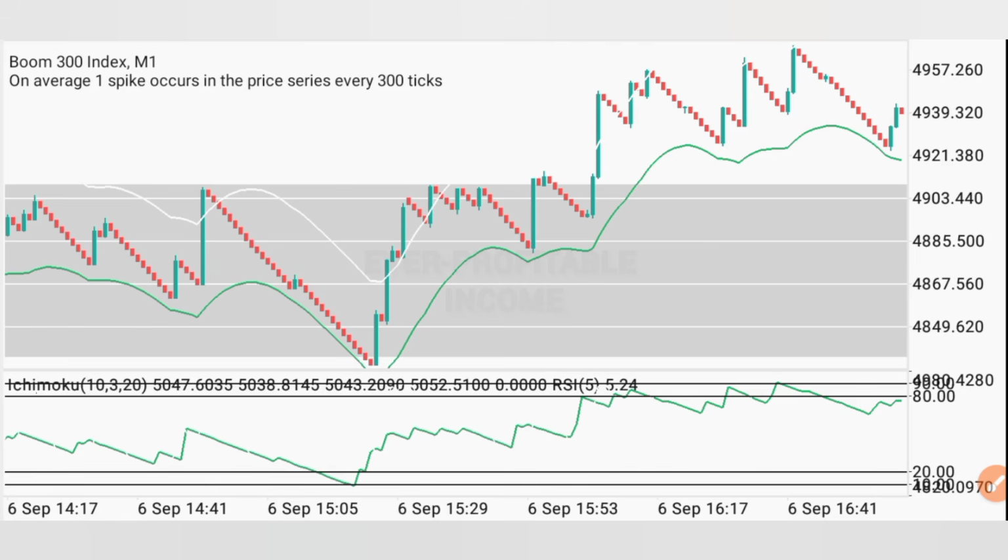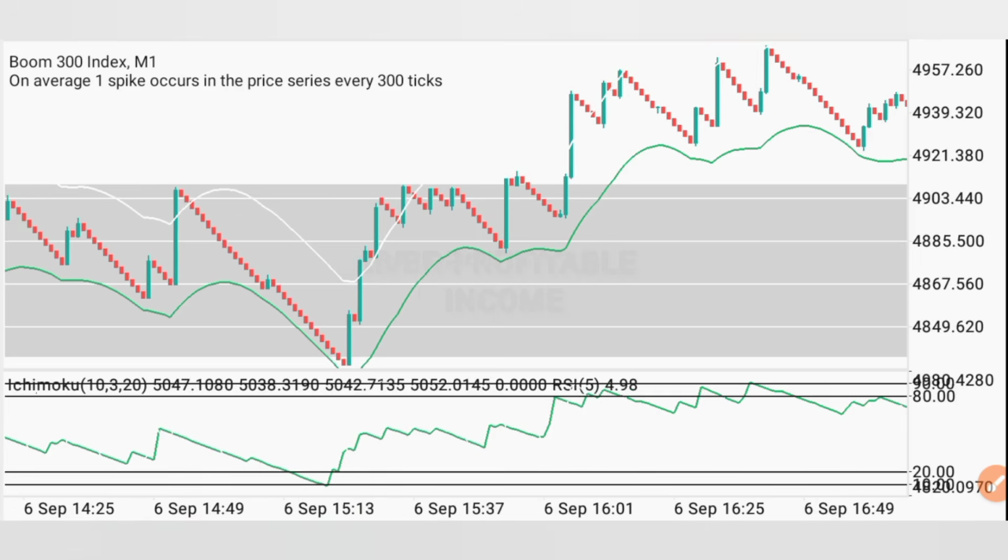How does this strategy work? After identifying the support zones at the higher time frame, you head over to your 1 minute time frame to use your indicator to detect where a spike is going to occur. Now this is Boom. You should be looking for a spike at the oversold level. Using your indicator, you'll be able to identify that.